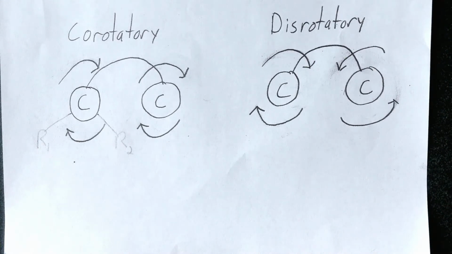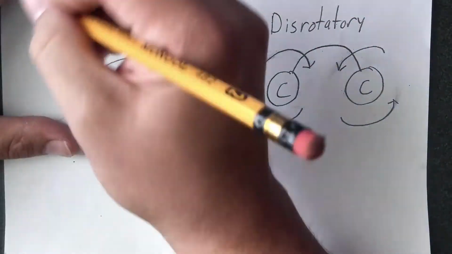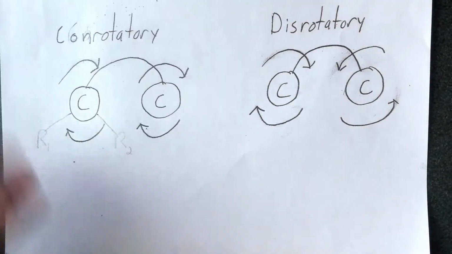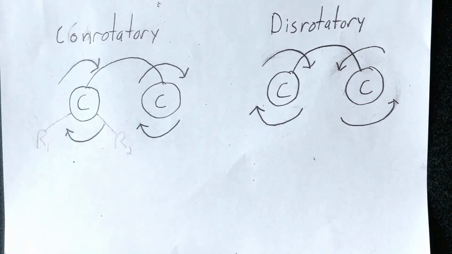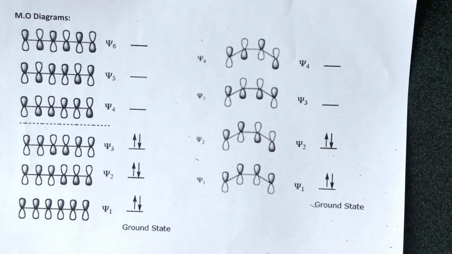The whole idea is conrotatory means the two carbons are rotating the same direction. And I spelled this wrong. And disrotatory means that the two carbons are rotating opposite directions. To determine whether it's rotating disrotatory or conrotatory, we have to go back to the first principle of the whole reason why the carbons are rotating. That's to form that sigma bond, which is going to be an overlap of the two end p orbitals.